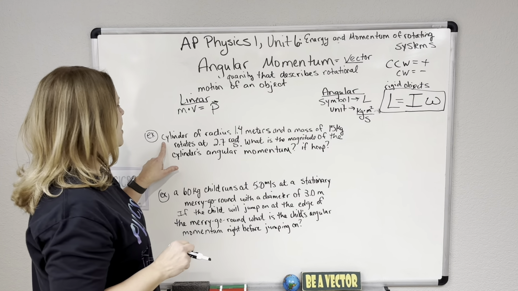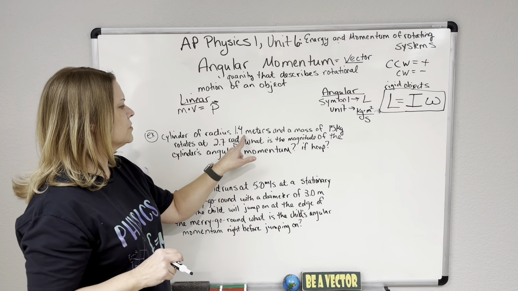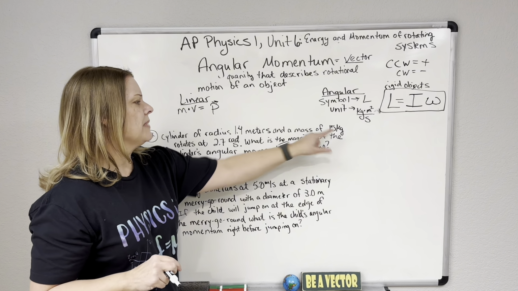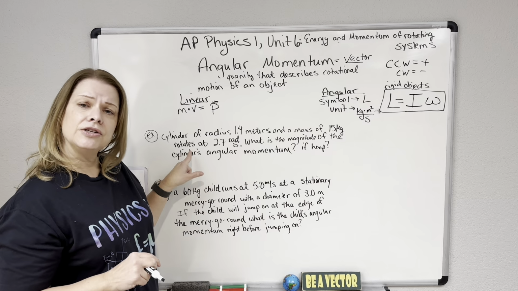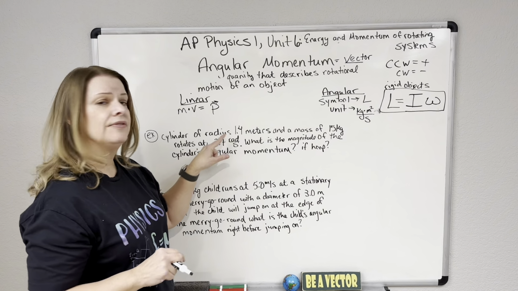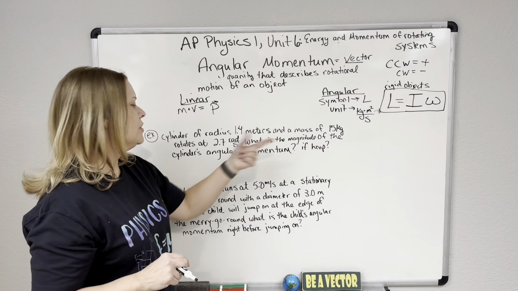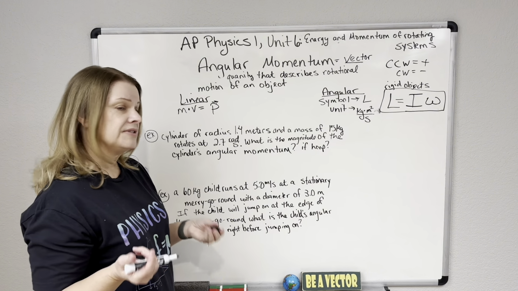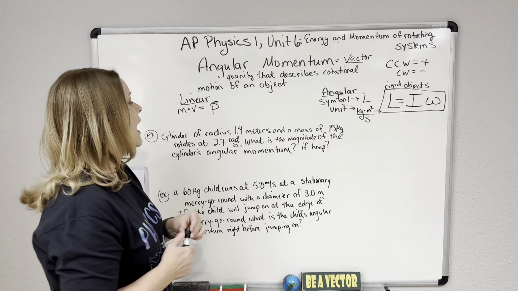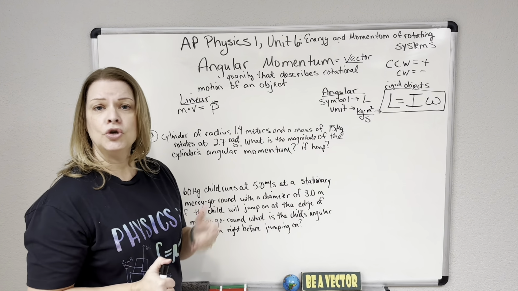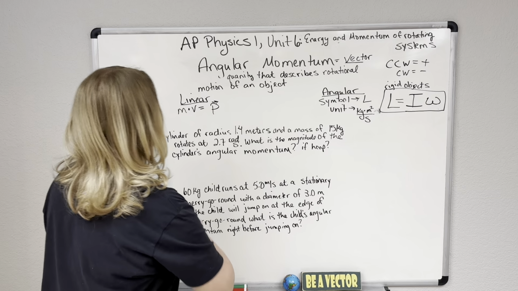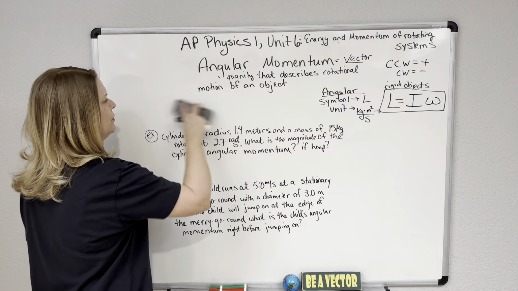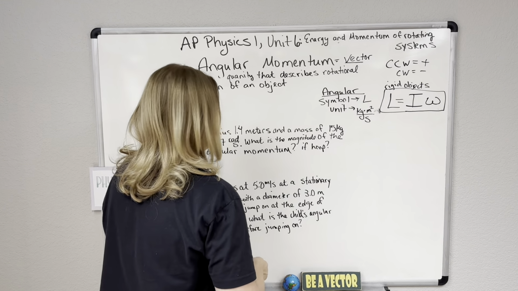I have a rigid object here. I have a cylinder of radius 1.4 meters. It has a mass of 15 kilograms, and it's rotating at 2.7 radians per second. They want to know what's the magnitude of the cylinder's angular momentum, and then what if you replace it with a hoop. All right, so here we go. I'm going to erase this up here so I have a little bit more room, and we're just going to jump right into this problem.